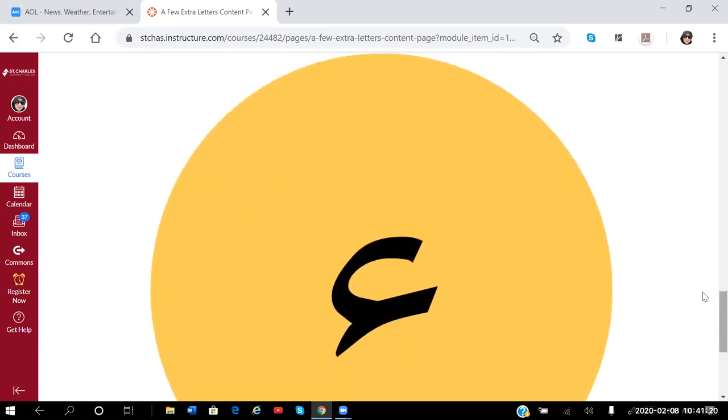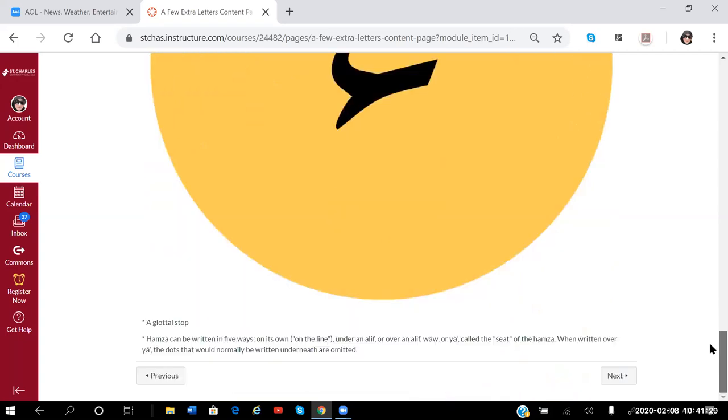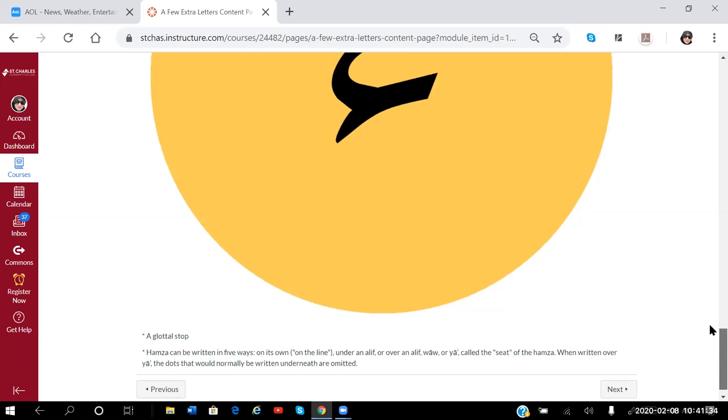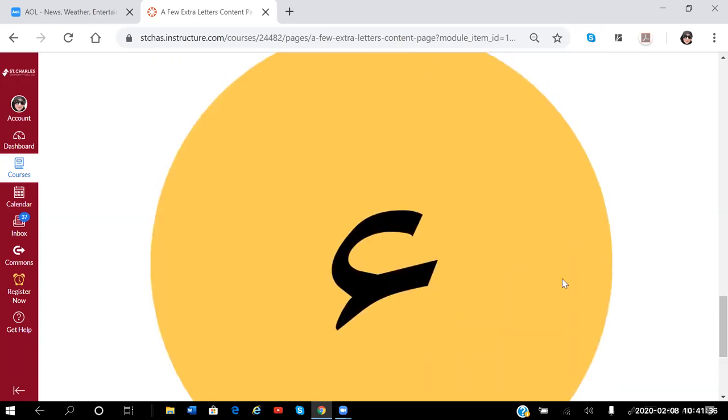Next, we have hamza. And hamza can be in several different places. It is a glottal stop, like ah. It can be written above an aleph or under an aleph. It can be written over a wow. It can be written on a seat. There are lots of different places, and we won't go into a lot of that today, but just know that this shape is called hamza.